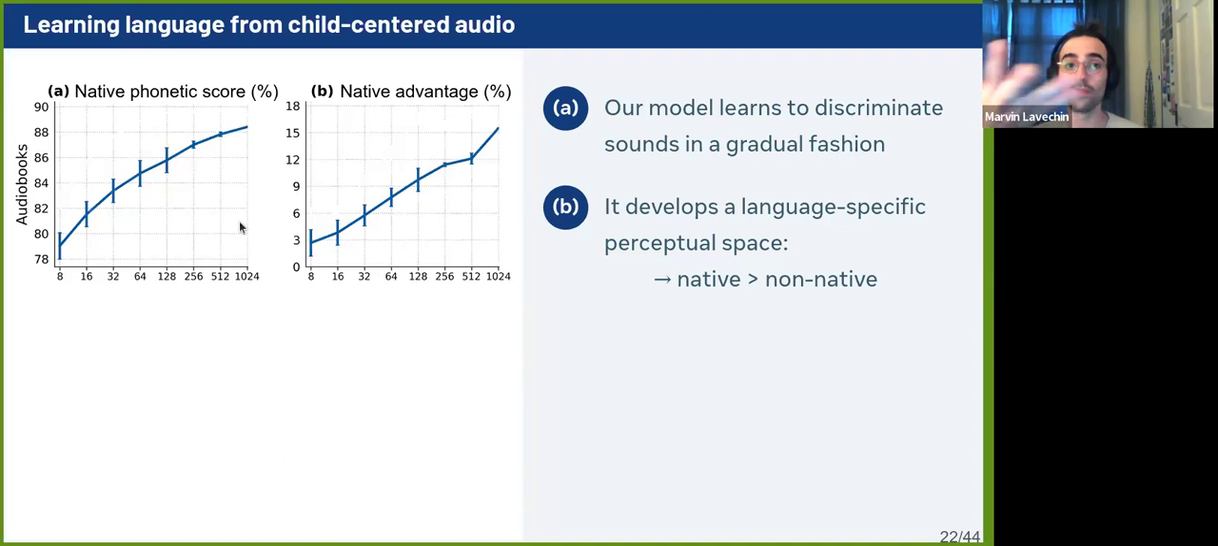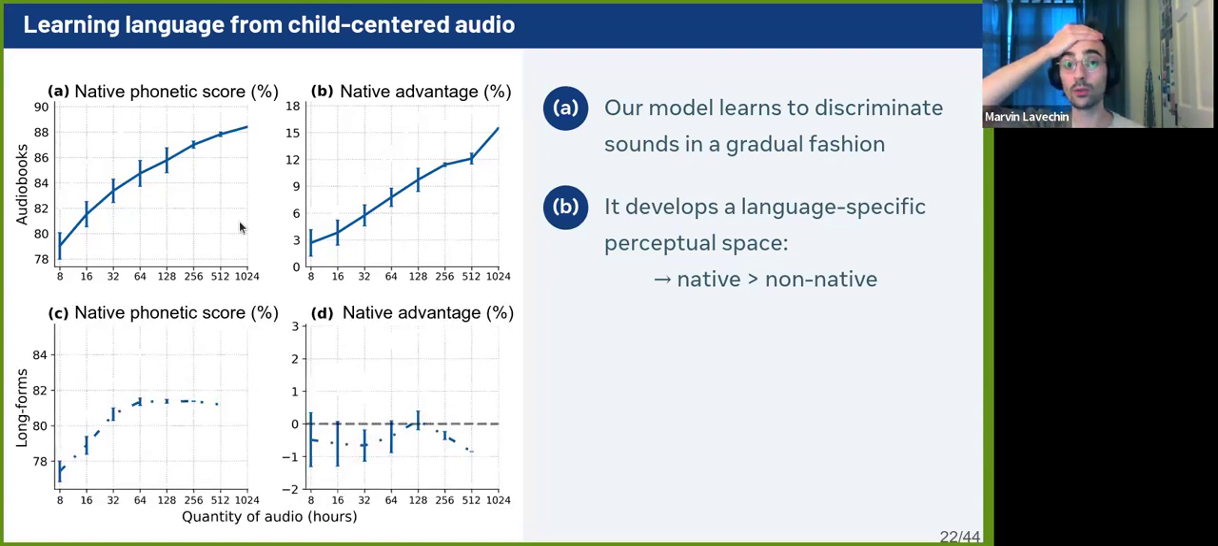And so what we found on audiobooks is that the model progressively learns to discriminate sounds, and the model develops a language-specific perceptual space, with the native model better at discriminating sounds than the non-native model. So basically, those are the same results as before.